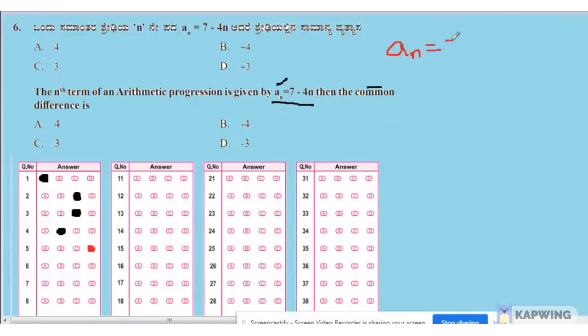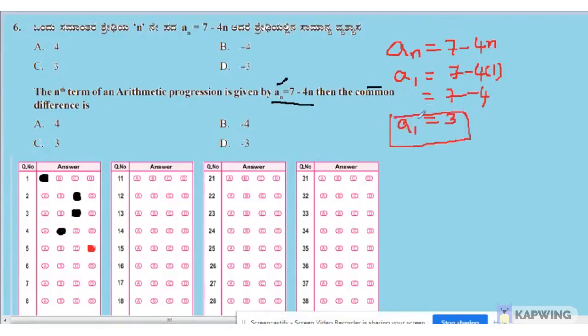Given an is equal to 7 minus 4n. As I told, we have to replace the n value with 1. This is the common basic instruction. Whenever an is given, you have to replace n with 1. 7 minus 4 times 1 is nothing but 3. So first term is given as 3.